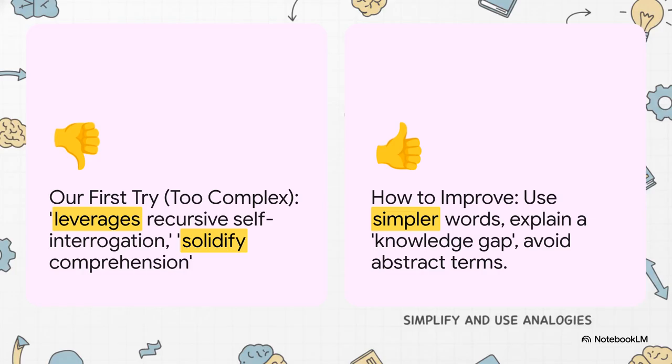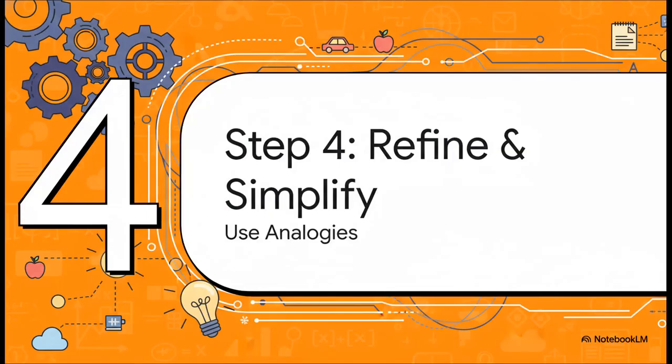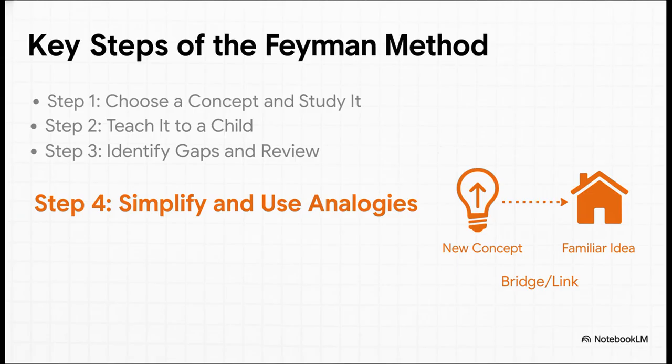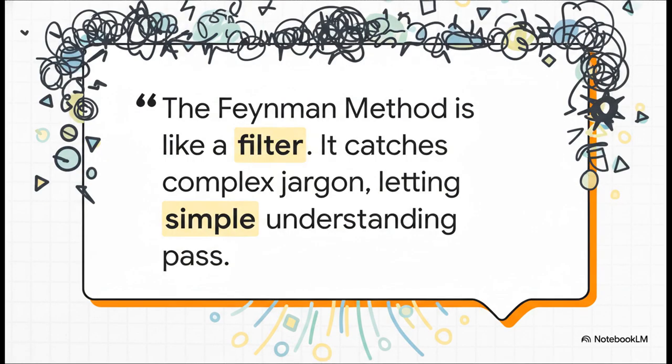Now we get to take what we learned from our mistakes and use it to build a much better, much simpler explanation. And this is the final awesome step in the loop. Simplify everything and use analogies. Analogies are just incredible learning tools because they build a little bridge from some new, abstract idea to something you already know and understand. So let's try this one more time.